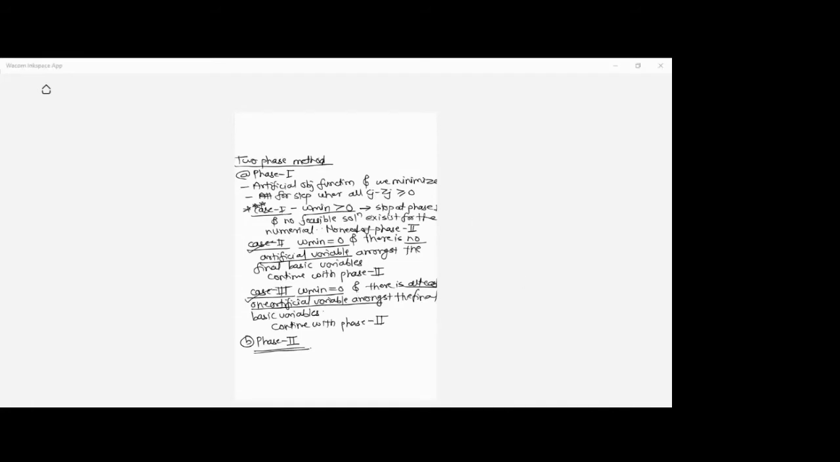Let's move ahead with our numerical, right? So we have a numerical. The question is, use the two-phase method.